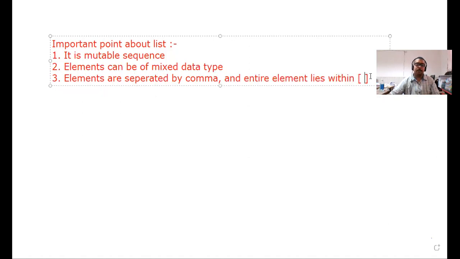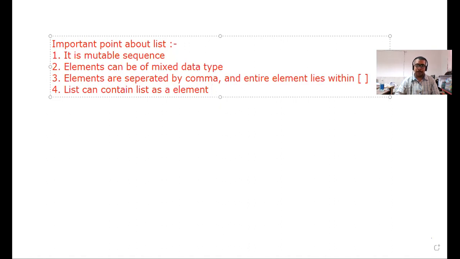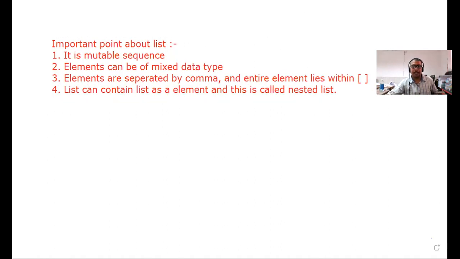One more important point is that a list can contain a list itself as an element, and this is called a nested list. Let's discuss each one in detail, one by one, right?